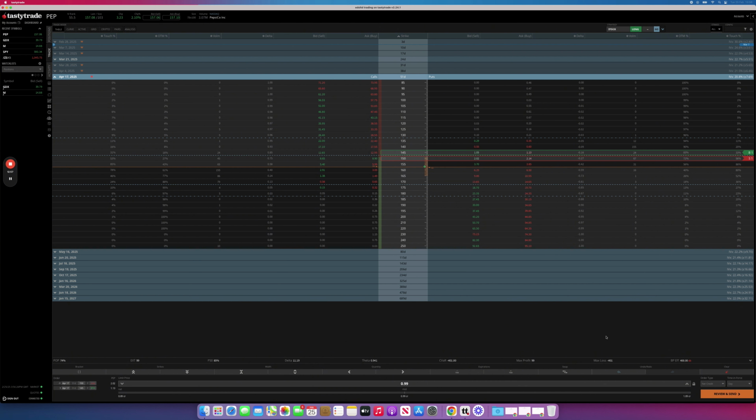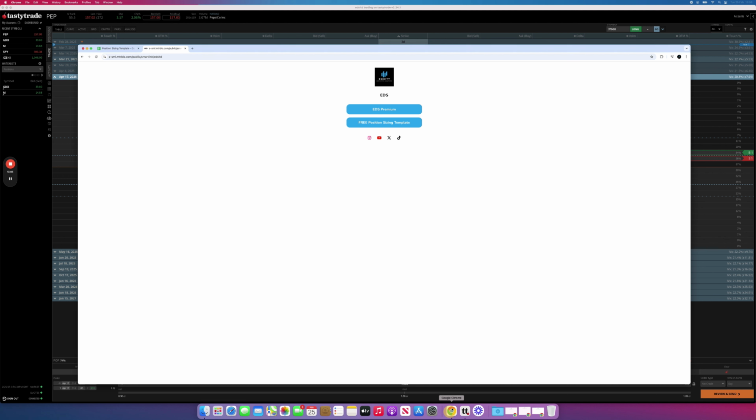So in order to do that, you need to know how much buying power you should be allocating to your positions, and you need to build your portfolio correctly. So in order to do that, we've created a free position sizing template. The link is in the description.